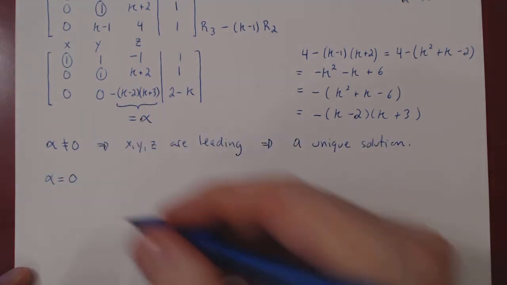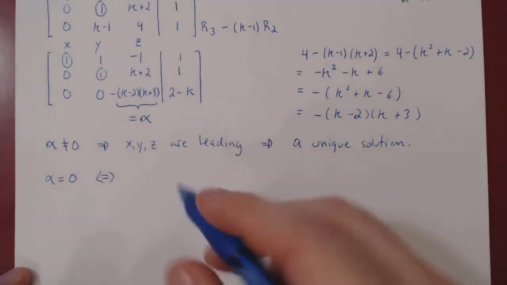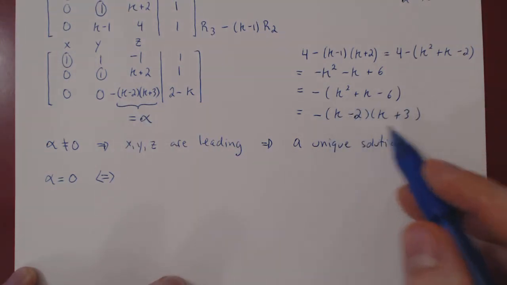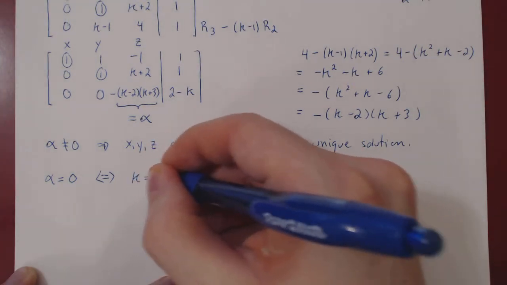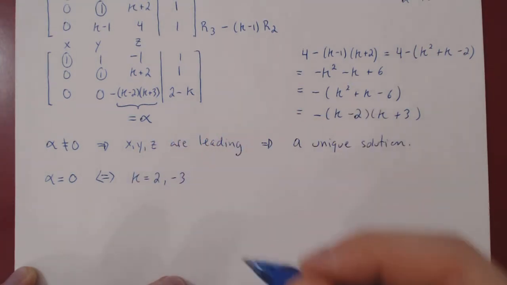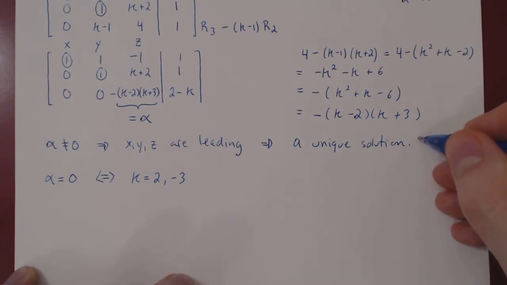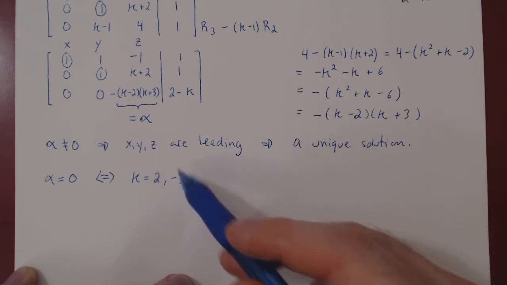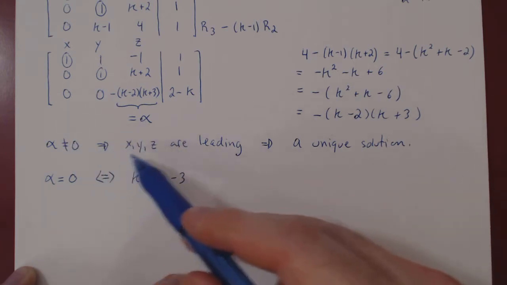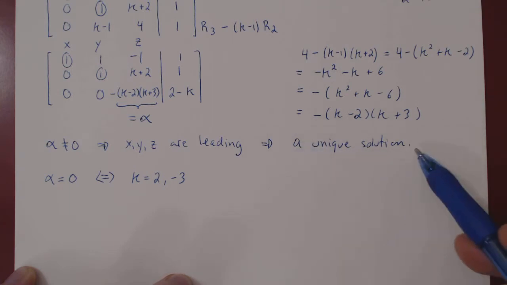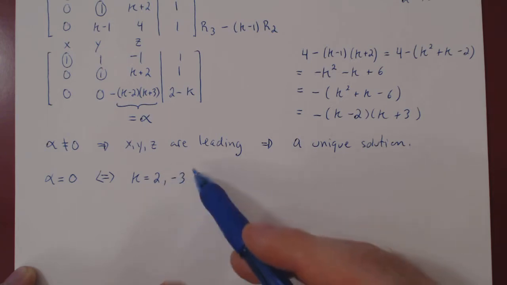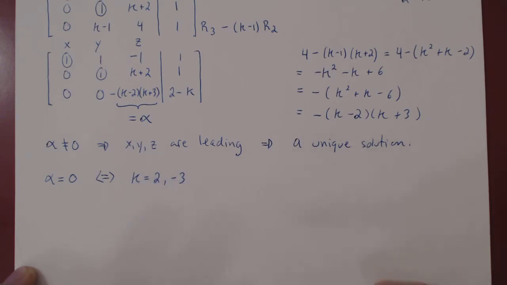Well, alpha is 0 if and only if, as it is factored right here, k equals 2 or k equals negative 3. And so you see what we have is actually quite simple. For any value of k other than 2 and negative 3, alpha is non-zero, all the variables are leading, and we have a unique solution. Then we have two special cases, when k is 2 and when k is negative 3. Those are our last two special cases, and we have to check them one at a time.